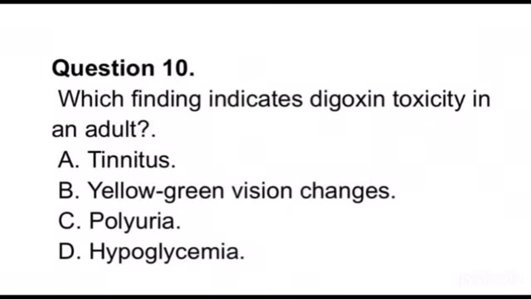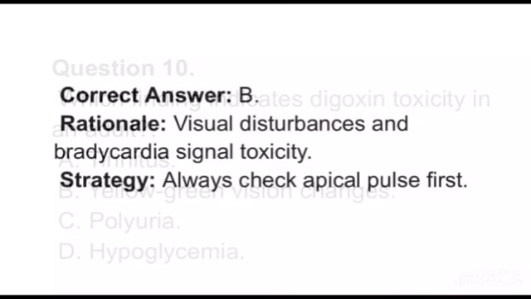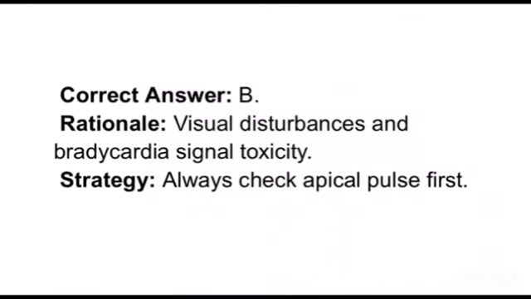Question 10. Which finding indicates digoxin toxicity in an adult? A. Tinnitus. B. Yellow-green vision changes. C. Polyuria. D. Hypoglycemia. The correct answer is B. Rationale. Visual disturbances and bradycardia signal toxicity. Strategy: always check apical pulse first.